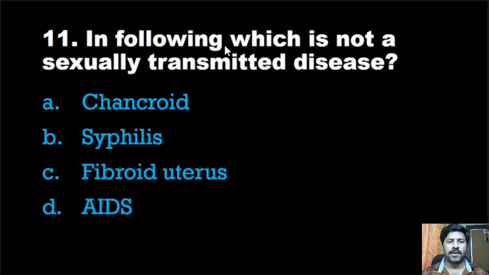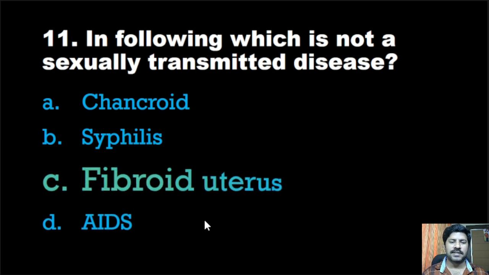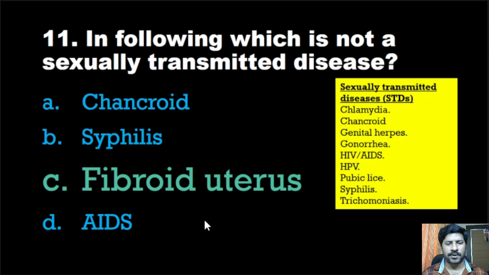11th question. Which of the following is not a sexually transmitted disease? It is also another easy question. Chancroid, syphilis, fibroid uterus, AIDS. Correct answer is fibroid uterus. Apart from fibroid uterus, all the others are examples of sexually transmitted diseases or STDs.